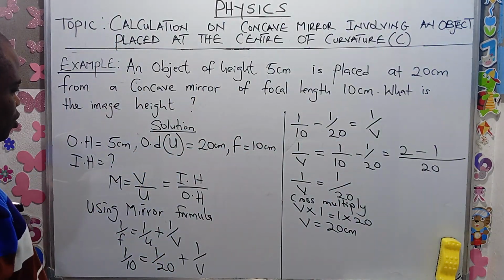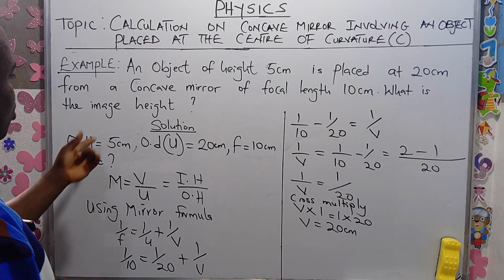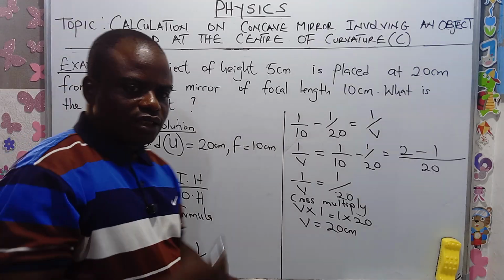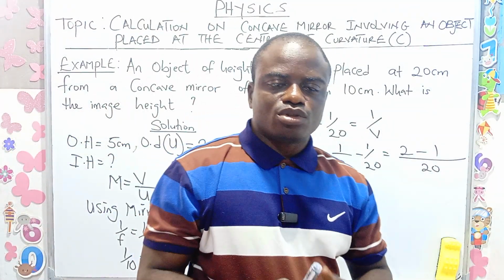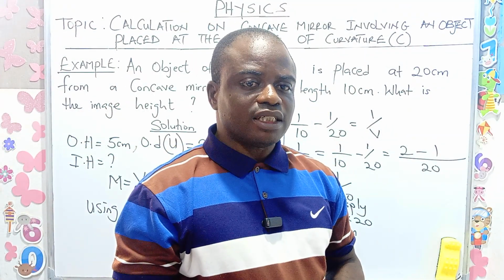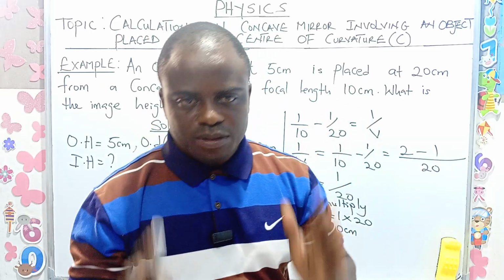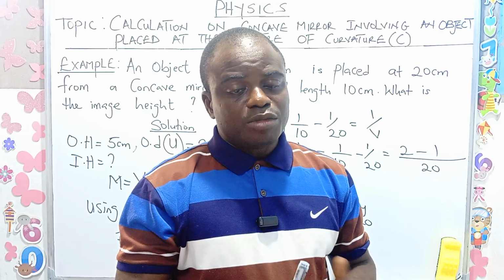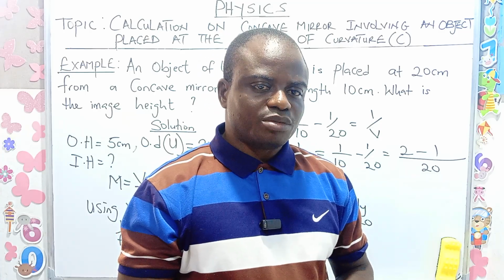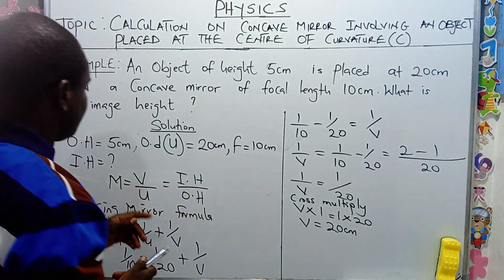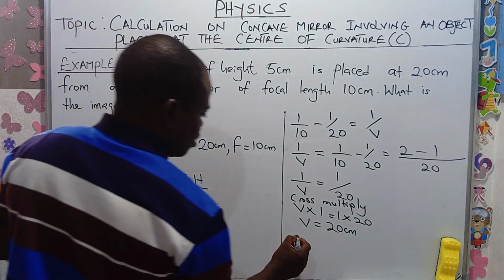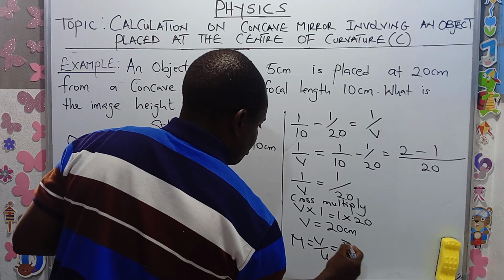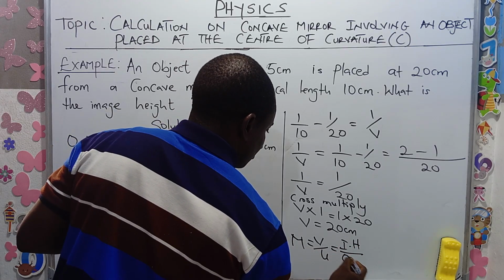Okay, now what we are looking for is the image height. Let's know whether the image height will also be the same as the object height, because when the object is placed at the center of curvature, the image will have the same height as the object height. Let's confirm that. Magnification equals v over u equals image height over object height.